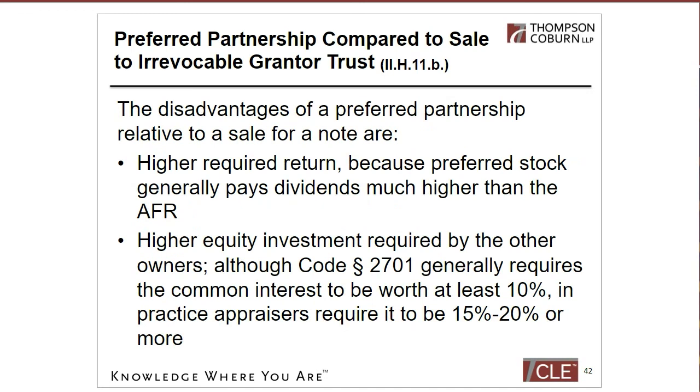All right, so I mentioned the preferred partnership has a higher effective interest rate because it has a higher required return. Also, there's an equity investment required by the other owners.